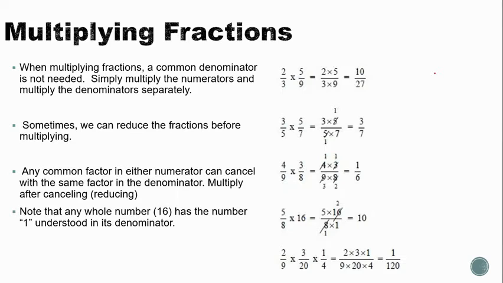Note that any whole number, such as 16, has the number 1 that is understood in its denominator, which means that the 16 will be multiplied by the 5. But first notice how we can cancel the 8, the 16, and the 8. And so the 8 becomes 1, and the 16 becomes 2, and then you just have 5 times 2 for 10. If more than 2 fractions are multiplied, the same principles apply.